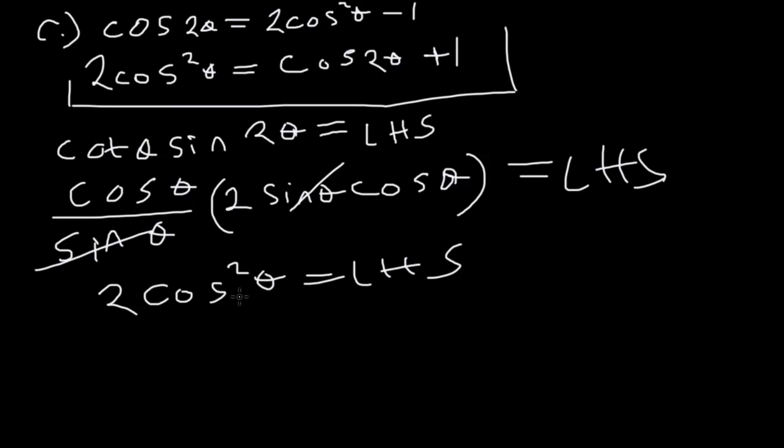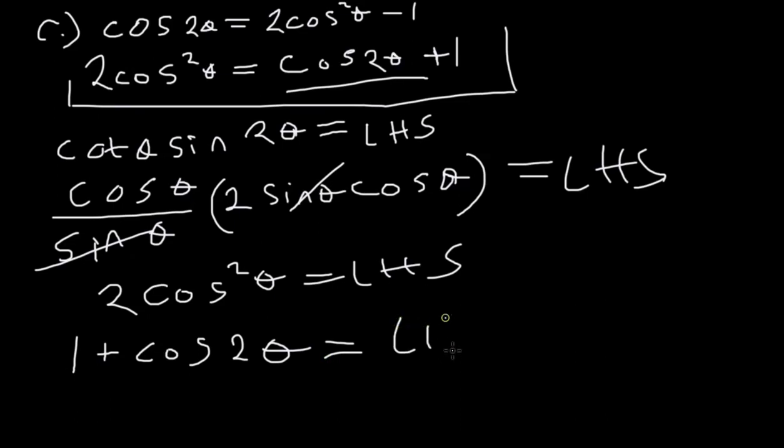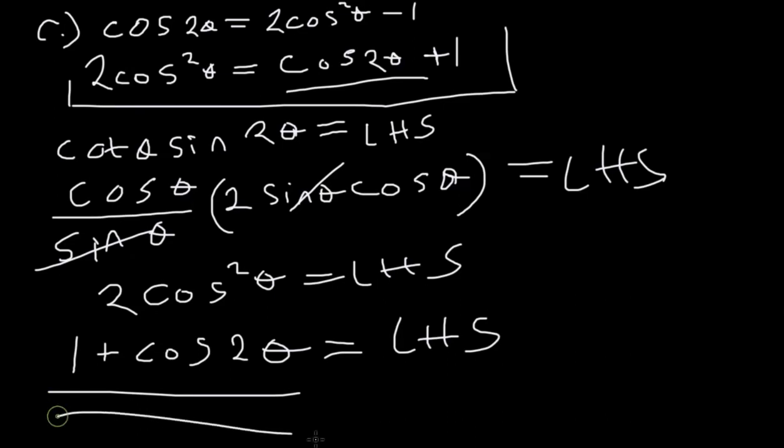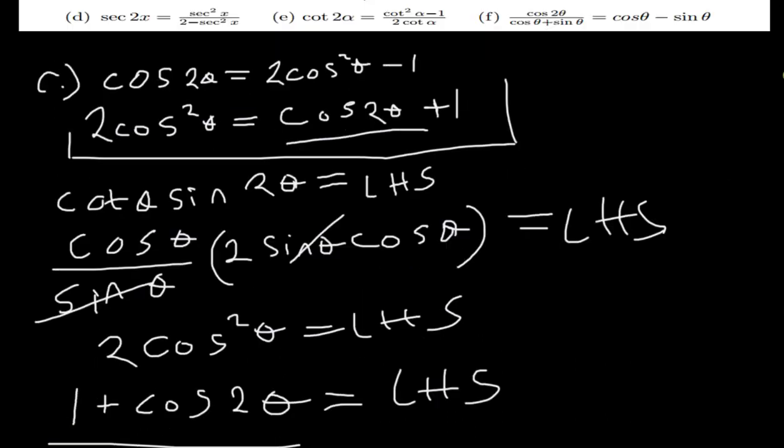So now when you look at 2 cos squared theta, this is what we just got here, which is this part. So where there's 2 cos squared theta, we can replace it with cos 2 theta plus 1. So here we can put 1 plus cos 2 theta, and hence proved. So we have proved this identity. This is the solution for C.